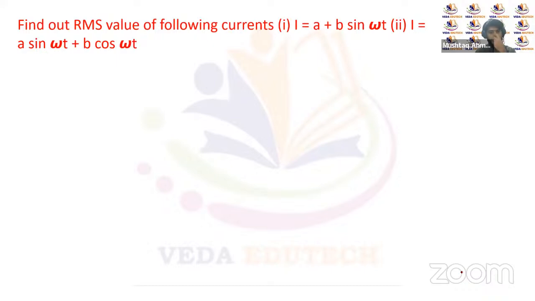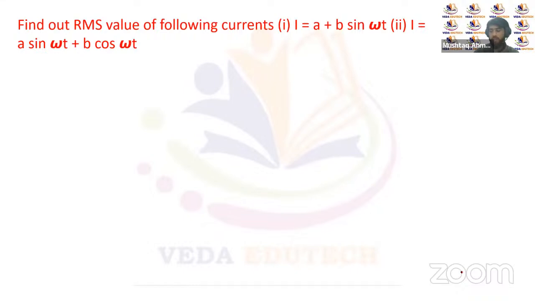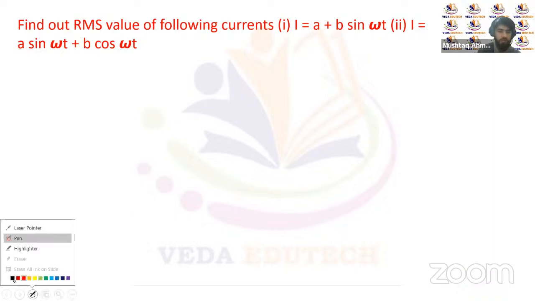Similarly, we can find the RMS value of these currents as well. We have to find the RMS value for these currents as well. We can find the RMS value one by one for each of these currents. Let's begin with the first part.